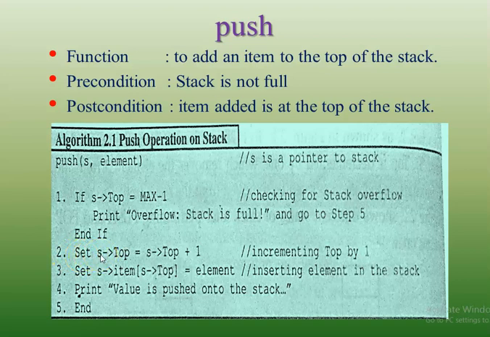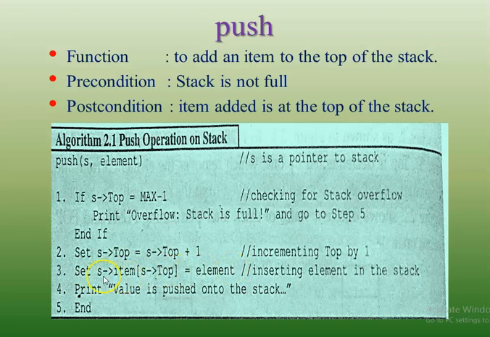What we have to do? We have to increase the value of the index. s->top represents the index of the current top location. That has to be incremented by 1. So s->top becomes the new location. At that location we can place the element. The element space will be represented by the array name with the index, that is s->item[s->top] equal to element.